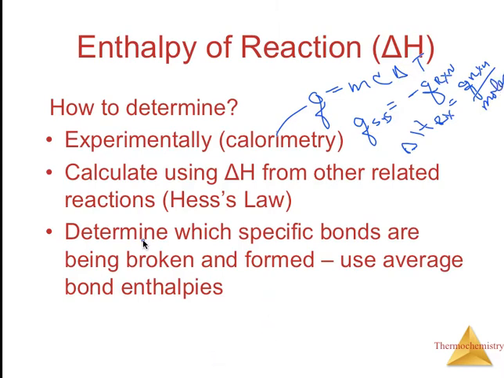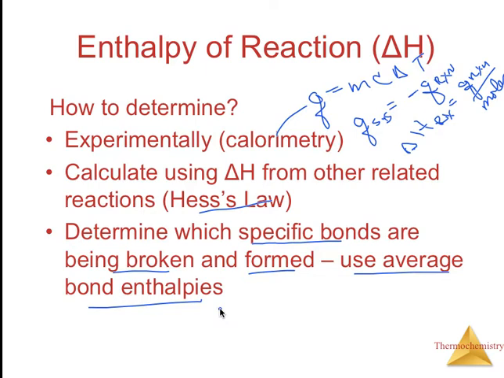All right, and then we looked at Hess's law, where we had a series of reactions and treated them as a series of equations and either reversed them or multiplied them, did the same thing to the delta H for the reactions given, and then added them together to get an overall delta H. Now we're going to look at specific bonds, those that are being broken and those that are being formed. And we're going to use something called average bond enthalpies to determine the enthalpy of the reaction.